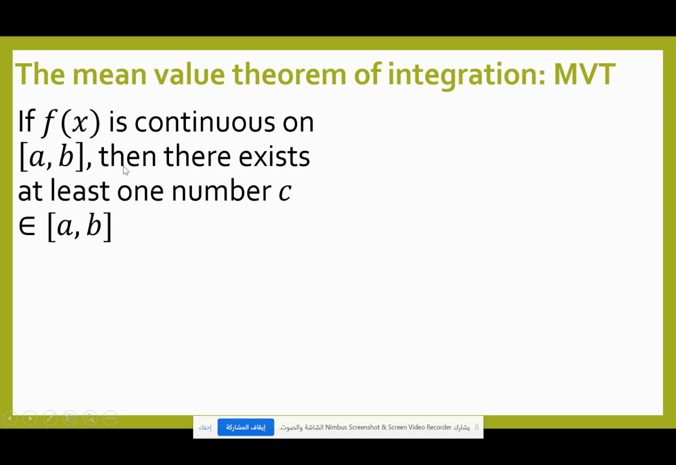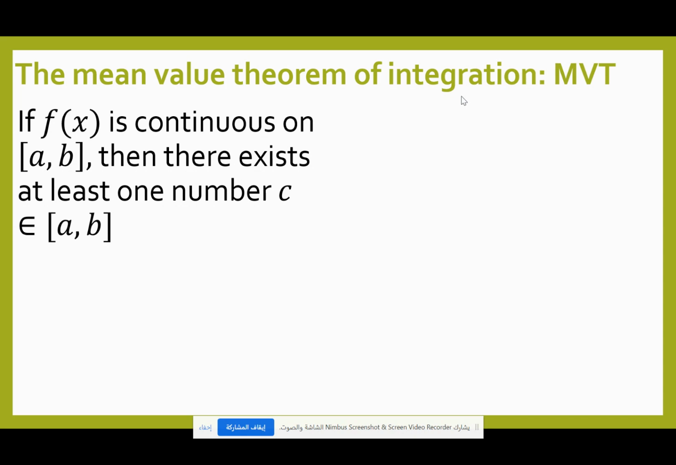Now, it says that if f of x is continuous on a and b, then there exists at least one number c. Look, we have only one condition, not like in the derivative one. Here we have only one condition, which is continuous. We are not talking about differentiable at all. Then there exists at least one number c that belongs to a and b. You know why? Because we are talking about integration. That means we are talking about area.